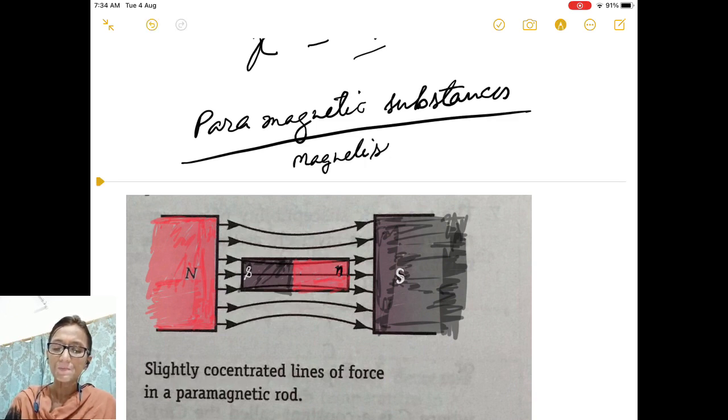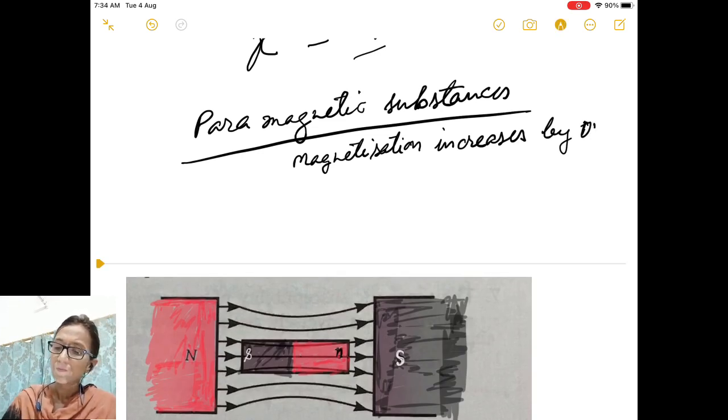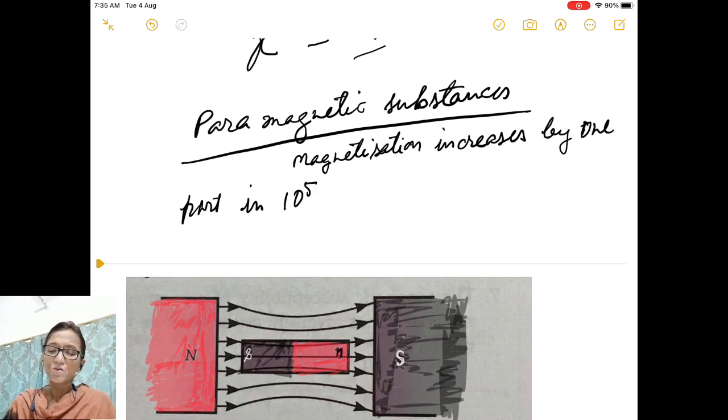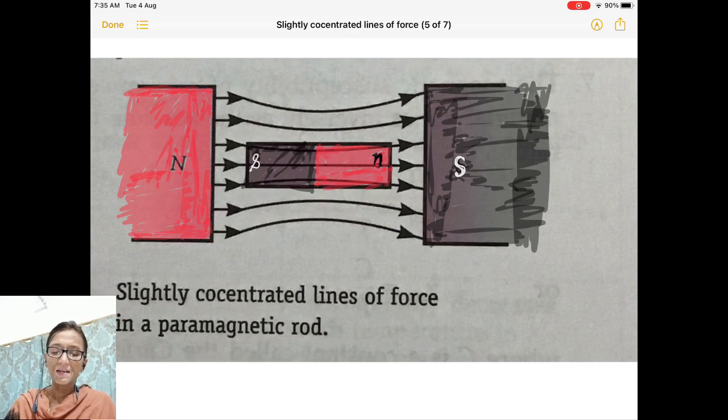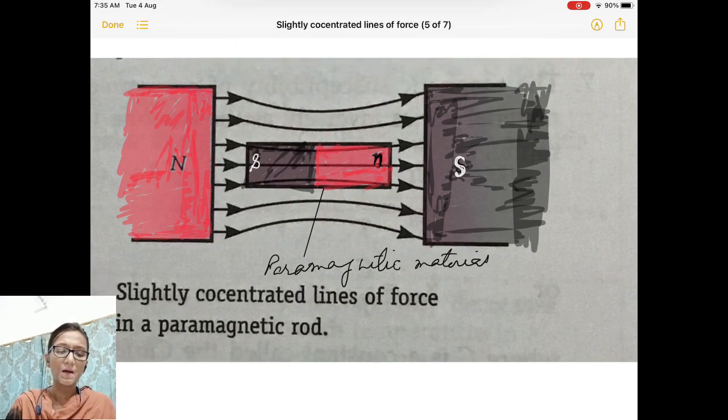And so you will find that in paramagnetic substances, magnetization increases by 1 part in 10 to the power 5. So when magnetization increases, on placing any paramagnetic material in an external magnetic field, the field lines get collected inside the material. This is your paramagnetic material.